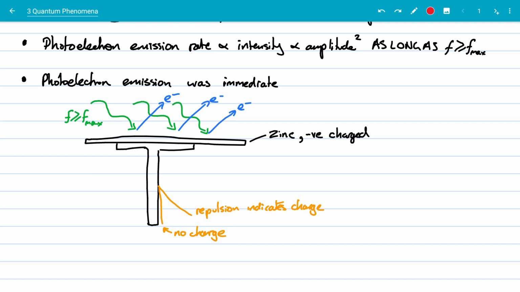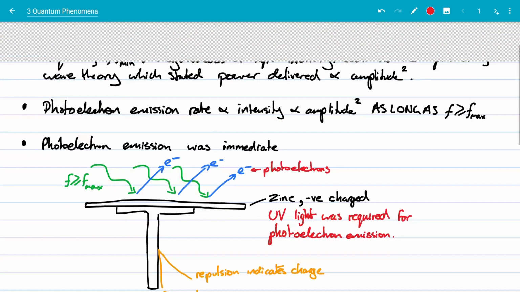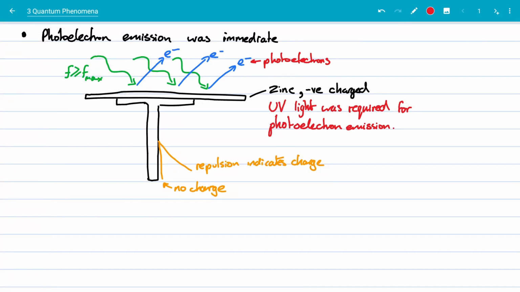Okay, so it was discovered that for zinc, UV light was required. Remember, Heinrich Hertz had discovered that ultraviolet radiation caused bigger sparks, photoelectron emission. And photoelectrons, remember, are just what we call these things. They're no different to normal electrons, but they're emitted by the photoelectric effect.